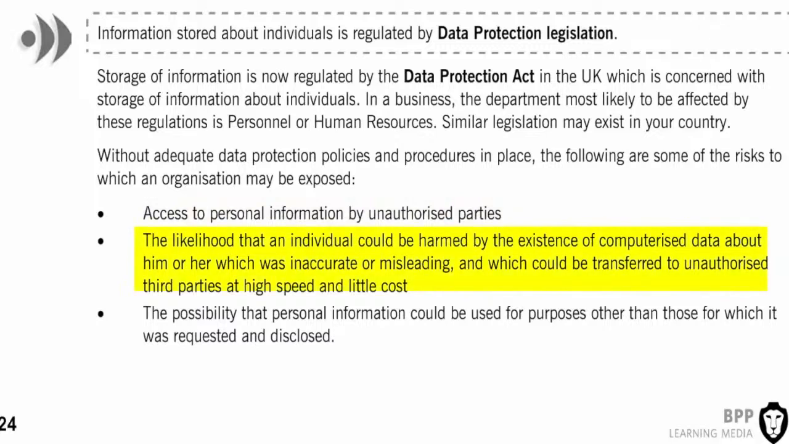Inaccurate or misleading data. Data protection regulations require that information stored about individuals is accurate and updated. If incorrect data, like an error in a credit score or a criminal record, is stored, it could lead to serious consequences, such as affecting a person's ability to obtain a job or a loan. Incorrect or outdated information that spreads rapidly and cheaply in digital form amplifies the potential harm.